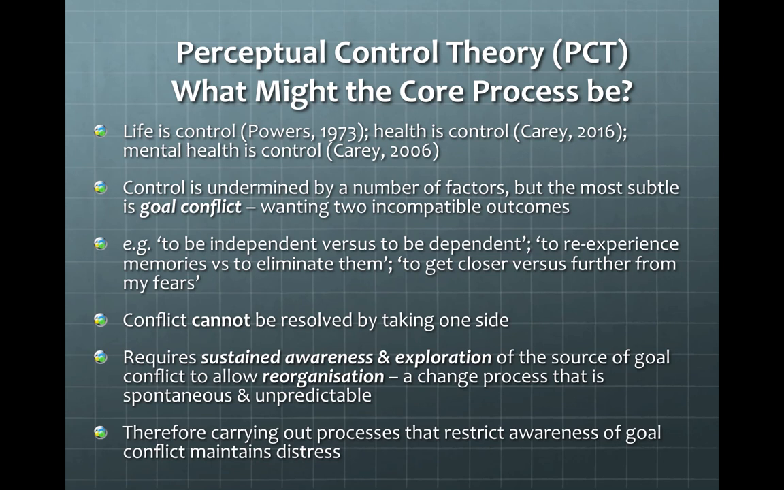So if this conflict can't be resolved by taking one side, then it will need to be resolved in a different way. And what perceptual control theory proposes is that this conflict needs to reorganize. The goals in conflict need to change, and the way to do that is to bring someone's awareness to those goals and to what's behind them. What's the higher level goal that's behind them? Keep awareness there and explore these goals in experiential, perceptual detail. And the longer that someone can do that in their awareness, the more likely they will get spontaneous changes that will help them to recover.